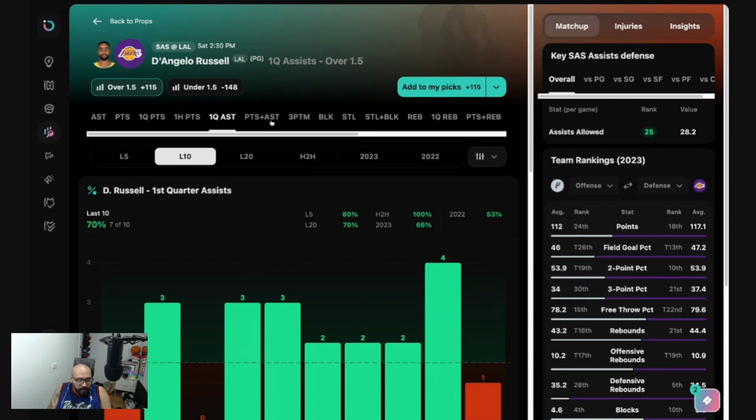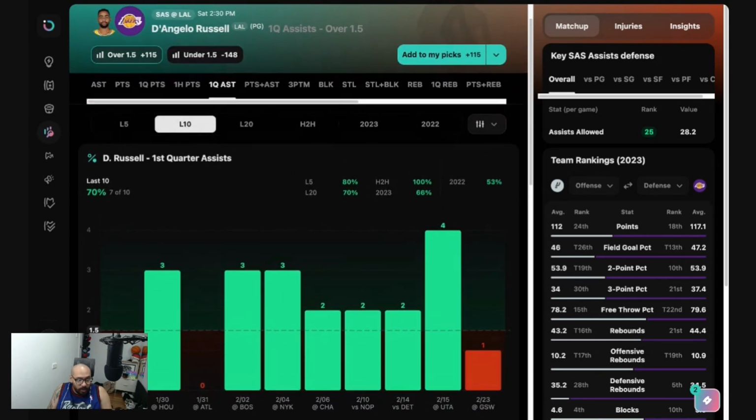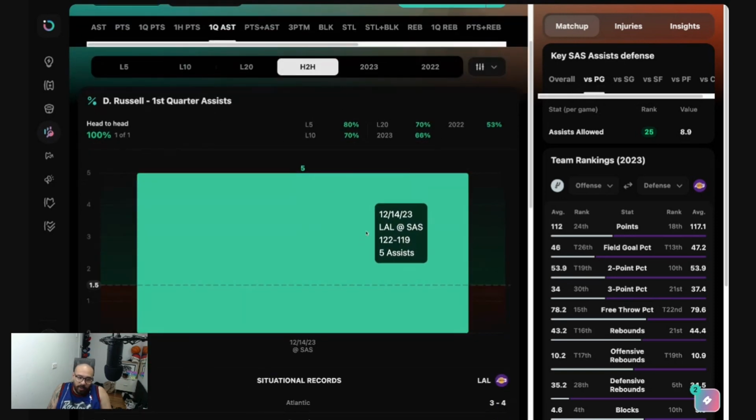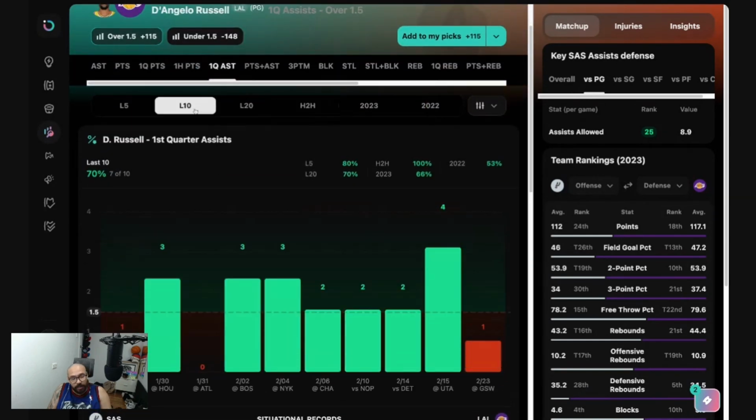All right, let's have a look at this. So in his last 10 games, he's got 2 assists in the first quarter in 7 out of his last 10 games. Matchup wise, the Spurs allow the 6th most assists to point guards on the season. Head to head wise, he's only versed them once this year. He had 5 assists in the first quarter in that game. So that's pretty excellent. But again, small sample size.